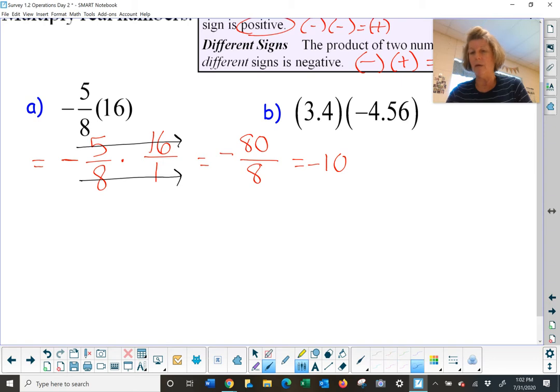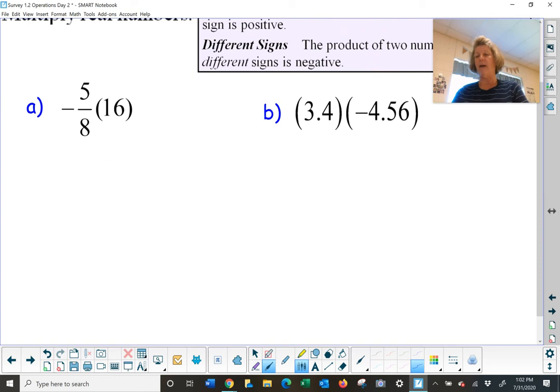Maybe some of you were thinking, why is she not just reducing? And you certainly could. I could have done -5 times 2 and still got an answer of -10, correct? So that's fine too if you'd rather do it that way. All right.